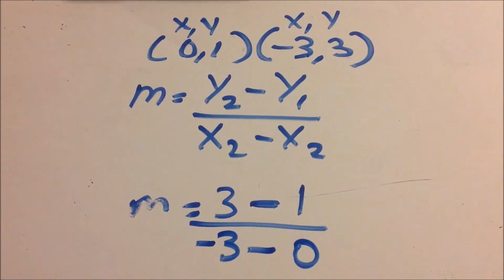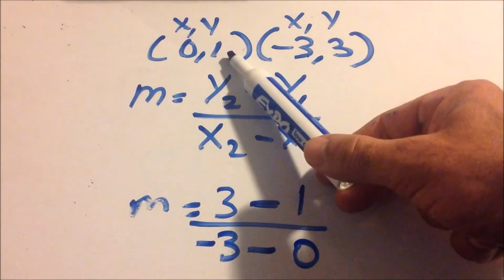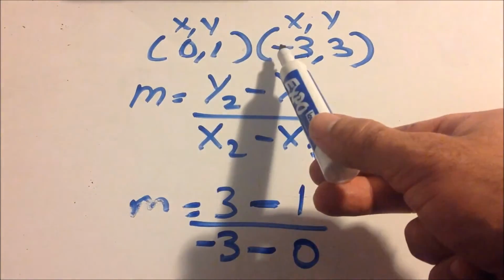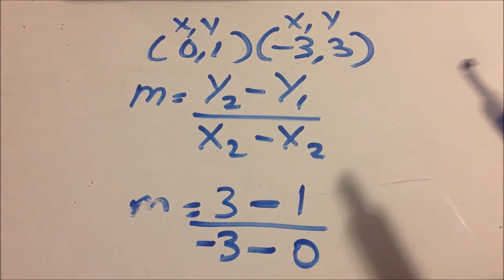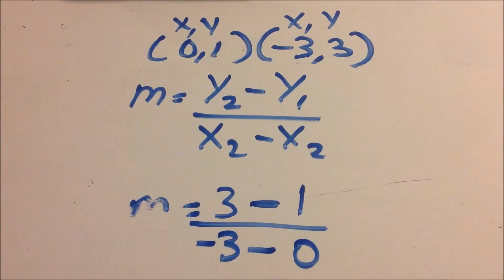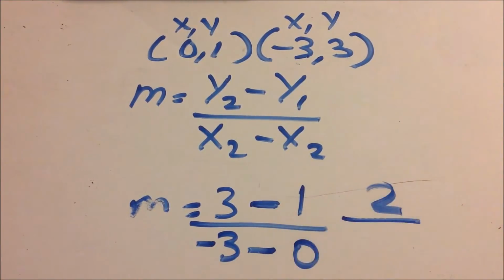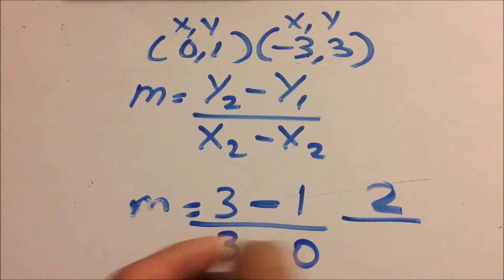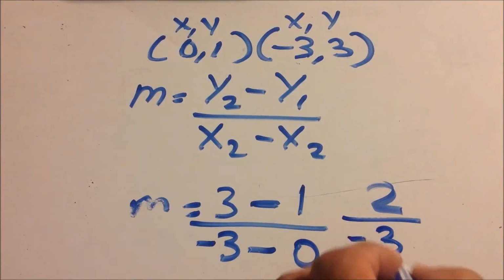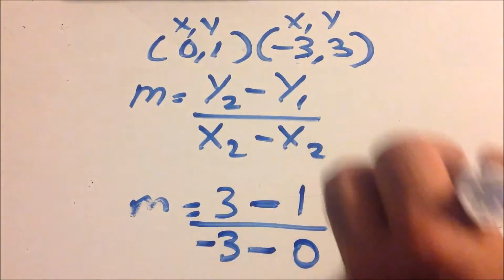Do not do this. Don't do 3 minus 1 and then 0 minus 3. You're mixing the partners up. Keep the partners the same. So 3 minus 1 is 2. And negative 3 minus 0, well, anything minus 0 is still negative 3. So the slope is negative 2/3. The whole thing is negative.